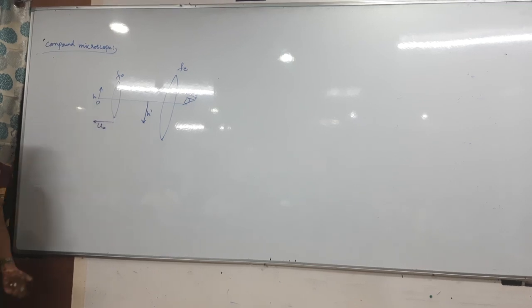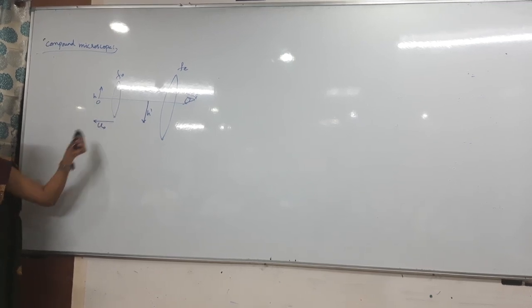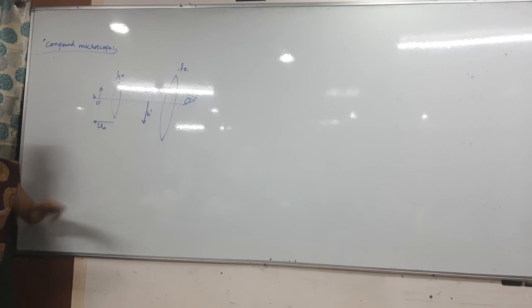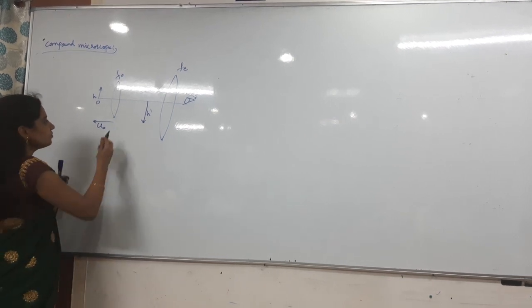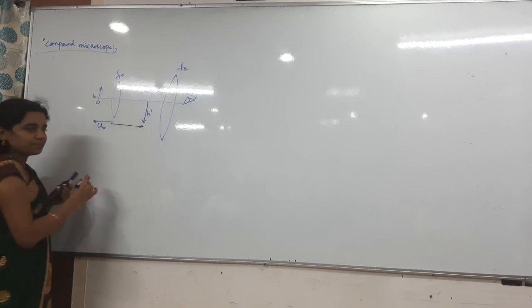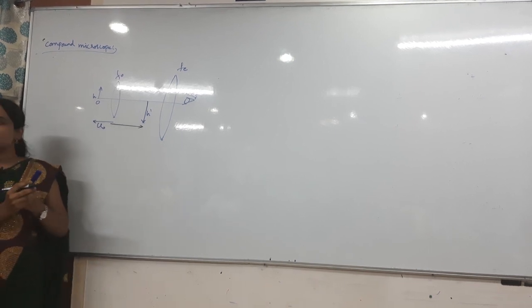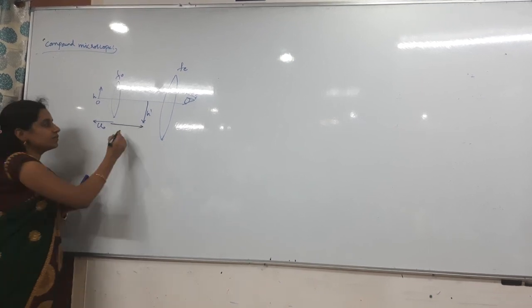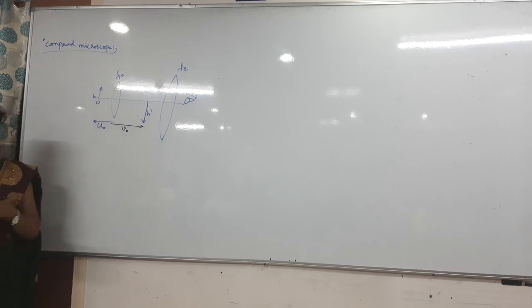The object distance from the objective lens is what I have taken, that is u naught. Then where the image is formed here, that distance is the image distance only, right? What is the image distance for us? V naught only. So that image distance is V naught here.